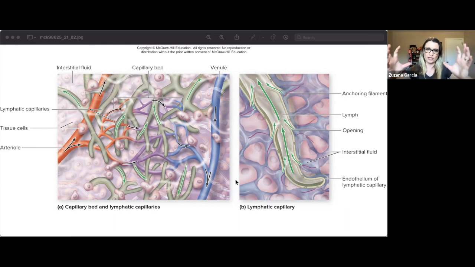Imagine that there is fluid surrounding this capillary, and you add fluid into this area, which increases the pressure. As the pressure increases, it pushes these overlaps open, and fluid is able to flow into the lymphatic capillary. As you add fluid into this area, it pushes itself into the lymphatic capillary through those openings.